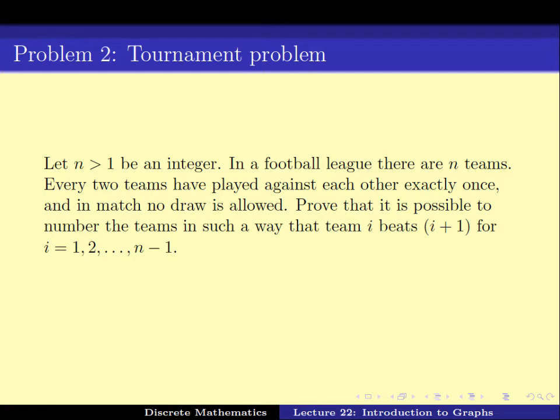The next problem is known as the tournament problem. So in a football league, there are N teams. Every two teams have played against each other and there is no draw. So when team A plays with team B, either A has defeated B or B has defeated A. Prove that it is possible to number the teams in such a way that the first team defeats the second team, the second team defeats the third team, the third team defeats the fourth team, and so on and so forth. The N minus 1 team defeats the Nth team.